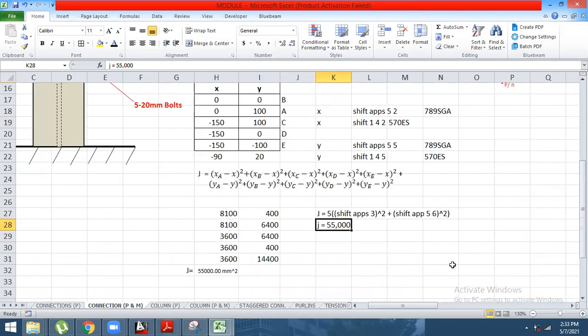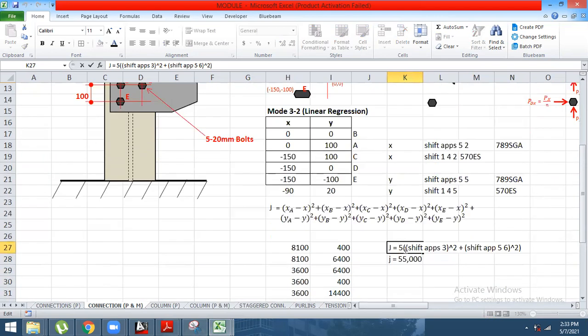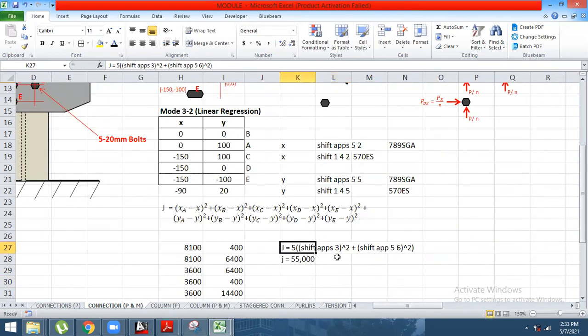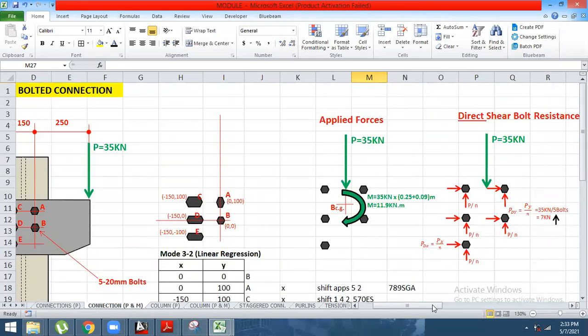Okay? So, yung 5, saan galing yung 5, sir? Where does it come from? It comes from the number of the bolts. So, 5 yung bolts, so therefore that is 5. Okay? So, itong shift ups 5, 3, that is just simply the summation of x minus x bar. Then this shift ups 5, 6, that is the summation of y minus y bar. Okay?